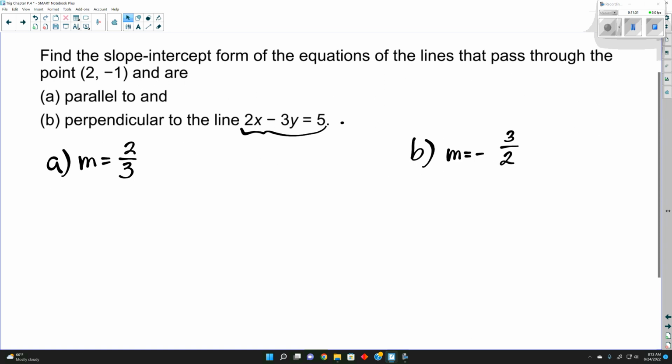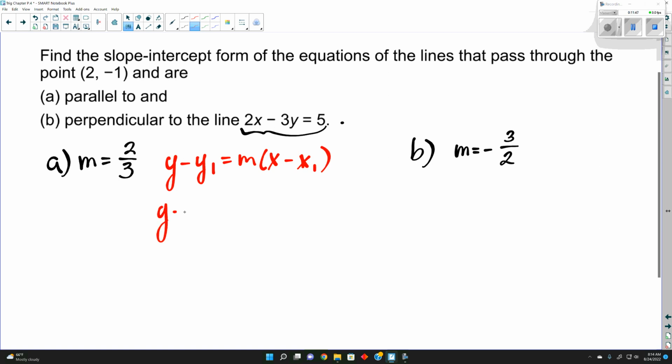All right. Okay. Questions on this so far? So our point-slope form, y minus y1 equals m times x minus x1. So what's our point? (2, -1).